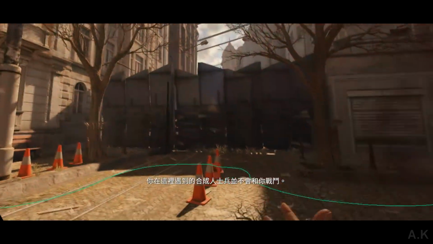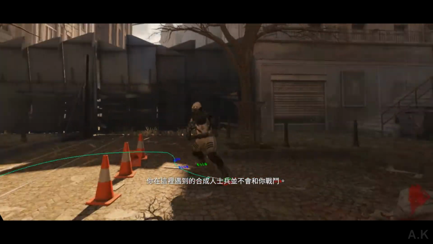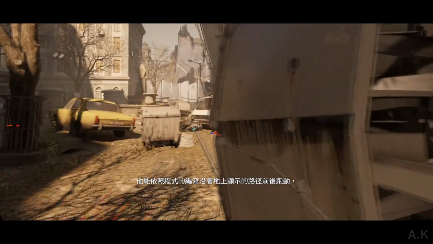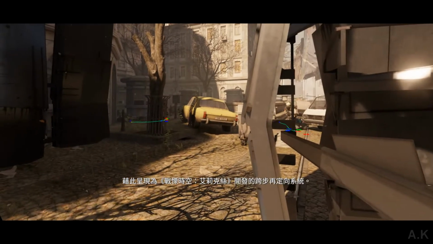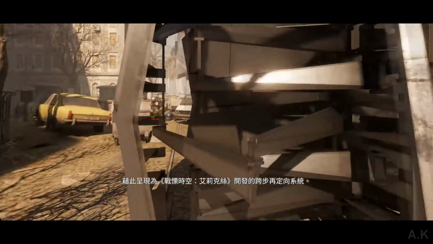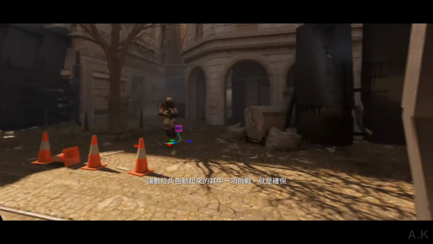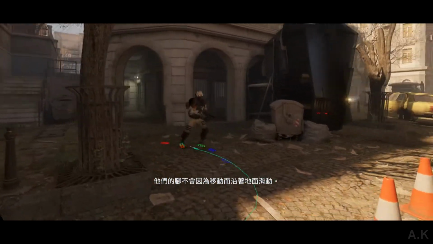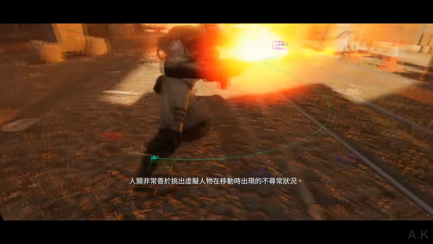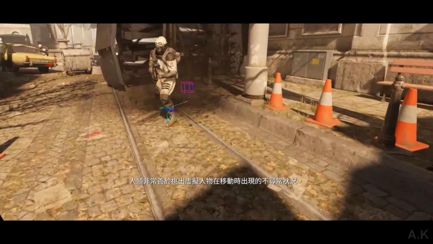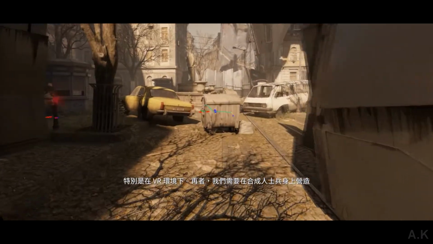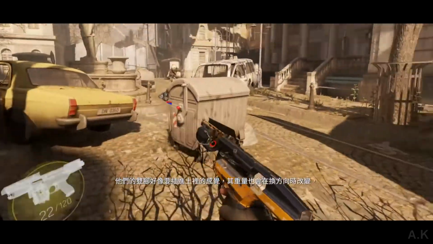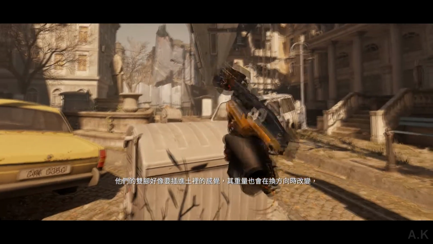The Combine soldier you see here won't fight you. It's been programmed to run back and forth along the path shown on the ground in order to illustrate the stride retargeting system developed for Half-Life Alyx. One of the challenges of animating digital characters is making sure that their feet don't slide along the ground as they move. Humans are very good at picking out irregularities in the movements of virtual characters, especially in VR, and Combine soldiers in particular need to look like their feet are planting and their weight is shifting as they change direction. Otherwise, they appear weightless and unconvincing.